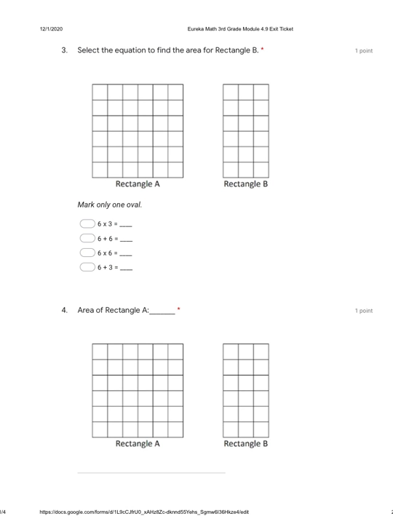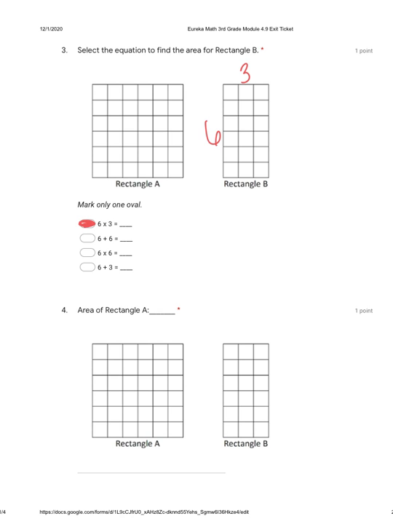Our next question says select the equation to find the area for rectangle B. All right, so let's count up the length of units. 1, 2, 3, 4, 5, 6 across the side and 3 across the top. How would we figure this out? You multiply arrays. So this is 6 times 3.